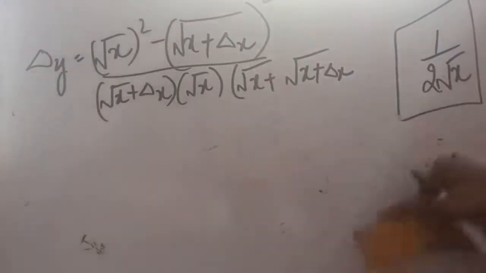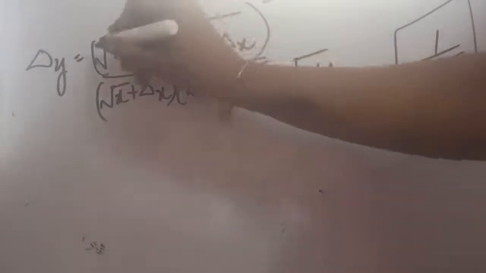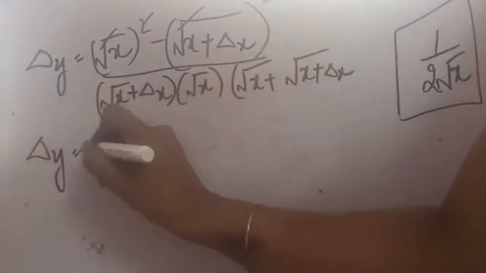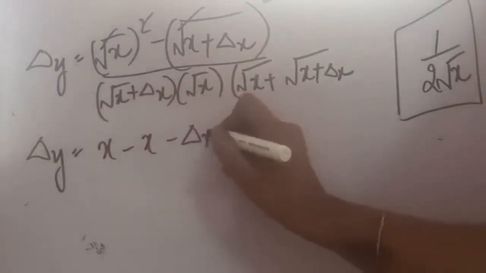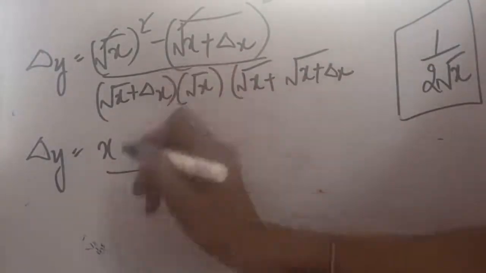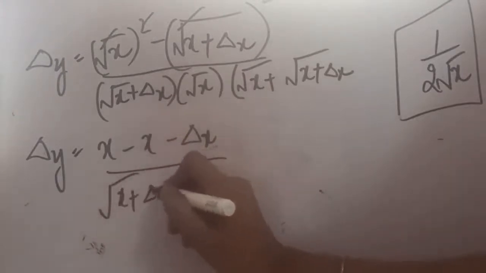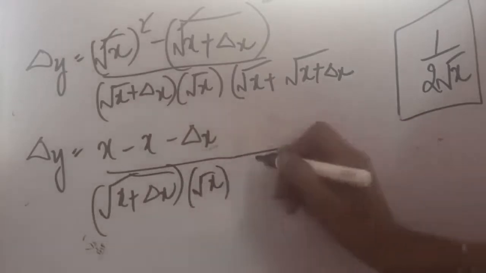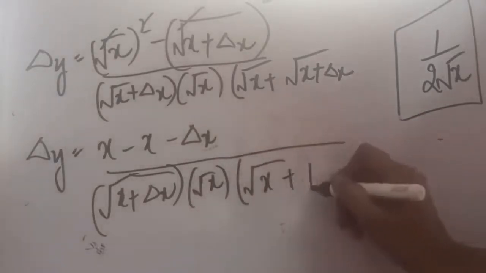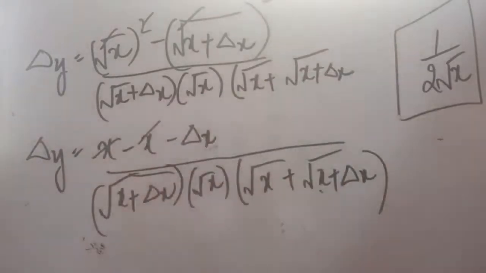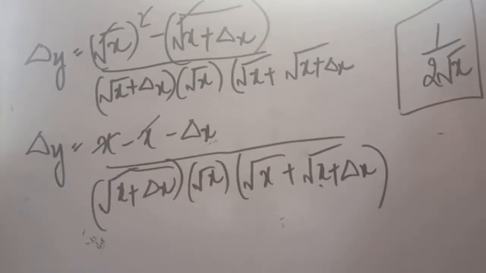So now we will just cancel out the roots. When you cancel the roots, it will be x minus x plus delta x, because the minus sign is there, so it will also become negative. And in the denominator, just copy the same thing, because there is no change in the denominator. So now this will be cancelled. And the next step is we have to divide both sides by delta x.